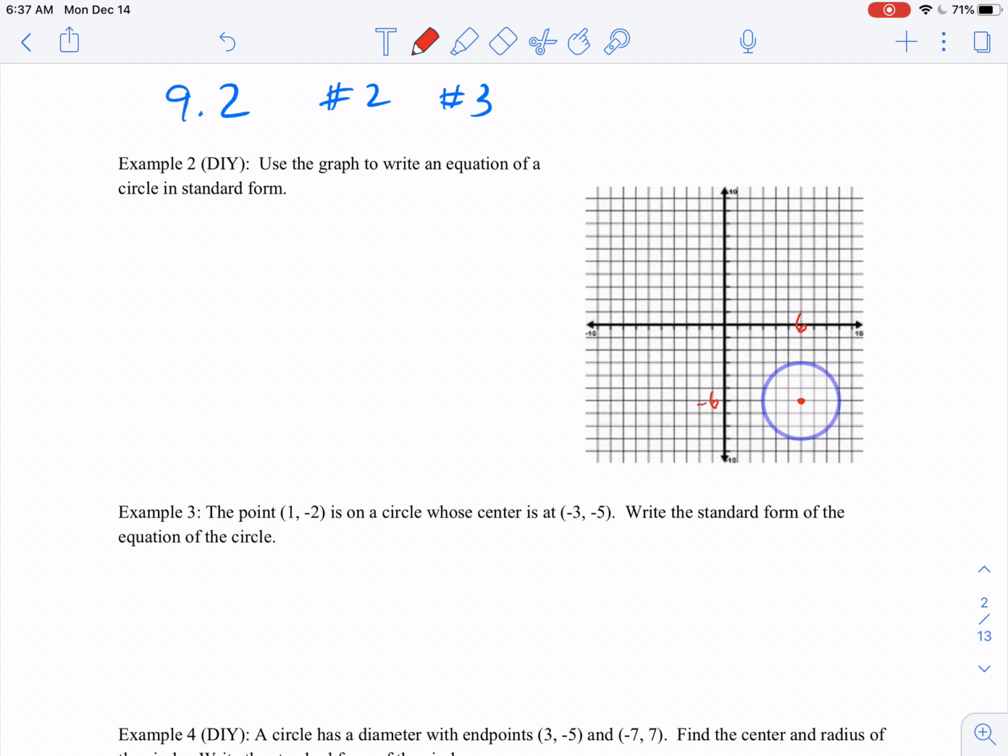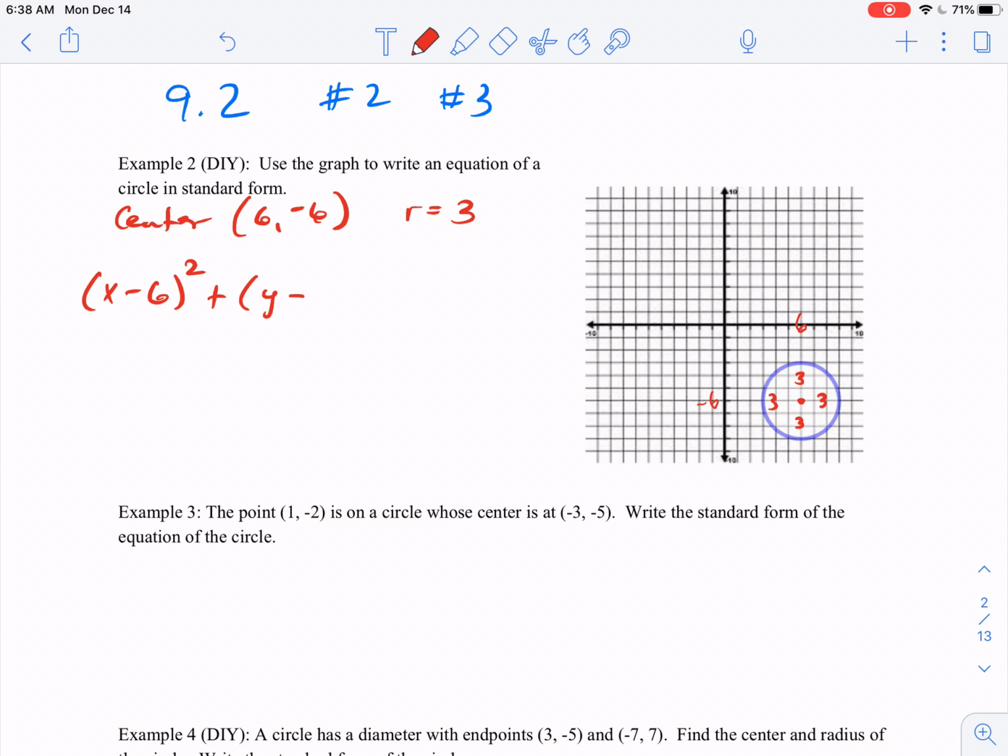So use the graph to write an equation of a circle in standard form. You look at the circle, it's been shifted to the right 6 and down 6. So you have a center that is 6, negative 6. And if you look, 3 up, 3 to the right, 3 down, 3 to the left, the r value, or radius, is 3. So this would be pretty simple then to write x minus 6 squared plus y.